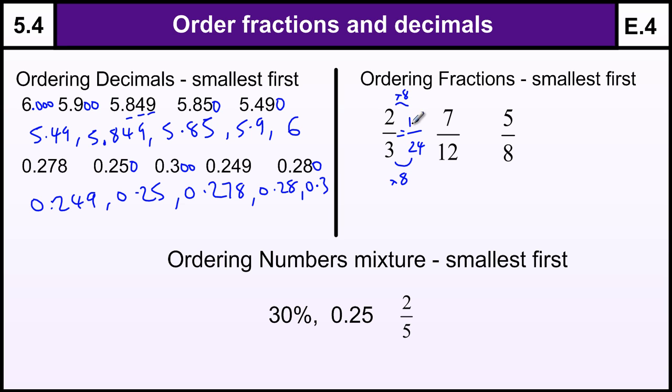times the top by 8, I get 16 over 24. 12 goes into 24 twice, so I double the top to get 14 out of 24. 8 goes into 24 3 times, so I times the top by 3 to get 15 out of 24. Once I've got it in 24ths, then it's clear which one's the smallest, which is this one, 14 24ths, which is 7 over 12, followed by this one, 15 24ths, which is 5 over 8, followed by 2/3.